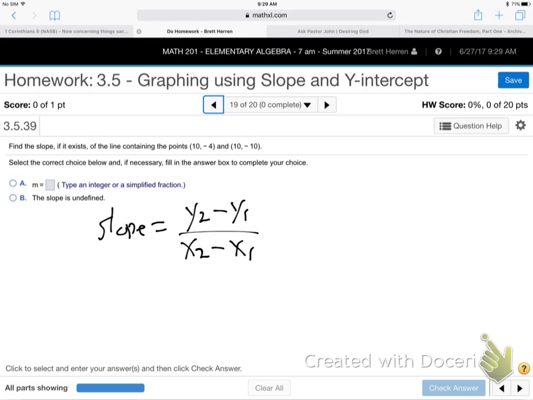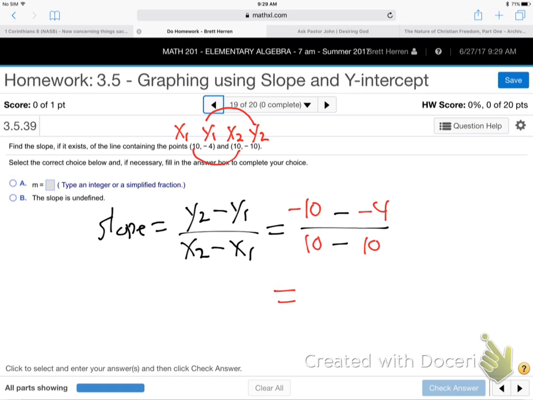So this is our x1, y1, x2, y2. So y2 minus y1. So what's that? Careful with your signs. Minus 10 minus minus 4 over x2 minus x1, 10 minus 10. So what do we got then? You got to be a little careful. These two negatives right here become positive. And so we get negative 10 plus 4 over 0, which is minus 6 over 0.